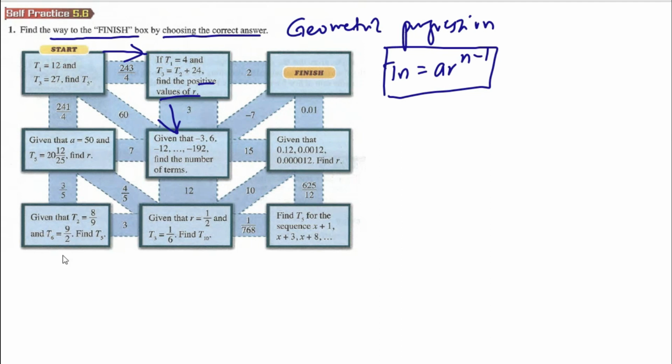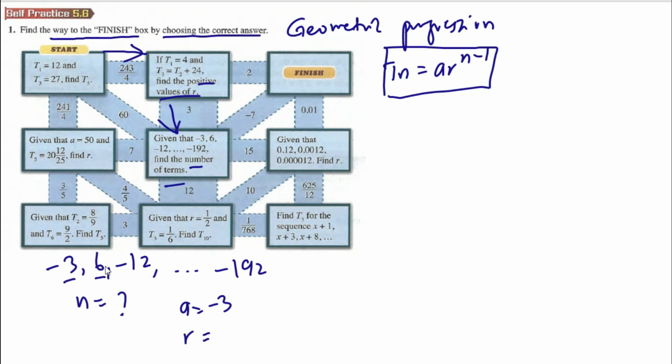So, this one given that negative 3, 6, negative 12, up to negative 192. Find the number of terms. So, it wanted to find what is the n. So, we see here from this series, we can find A is equal to negative 3. So, R is equal to term divided by previous term, which is 6 over negative 3. So, we get 6 over negative 3 is negative 2.